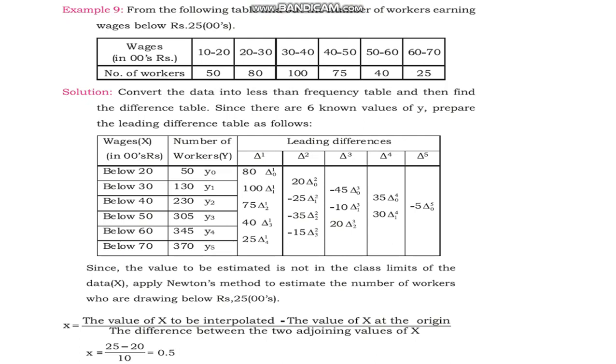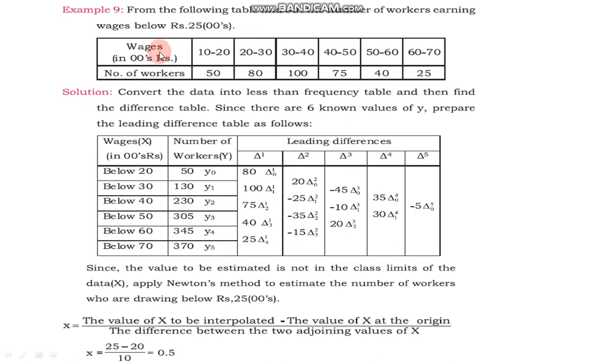Look at the wages column and number of workers. The wages column is 10 to 20, 20 to 30, the given class intervals, and the y column is the same thing. But look, the wage column is completely different from the previous problem. Here class intervals are given. Step number one, this type of problem you will get in the examination. You have to convert the data into a less than frequency table. So after that only we can find the leading difference.